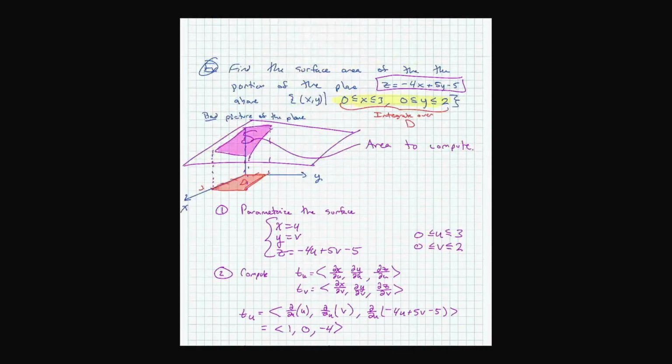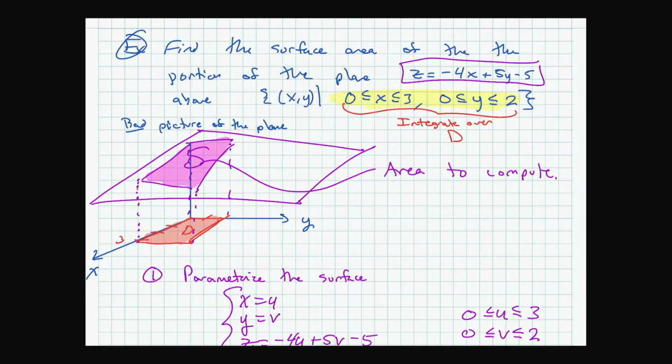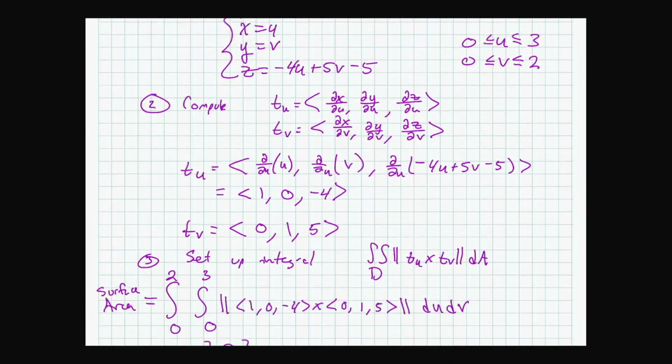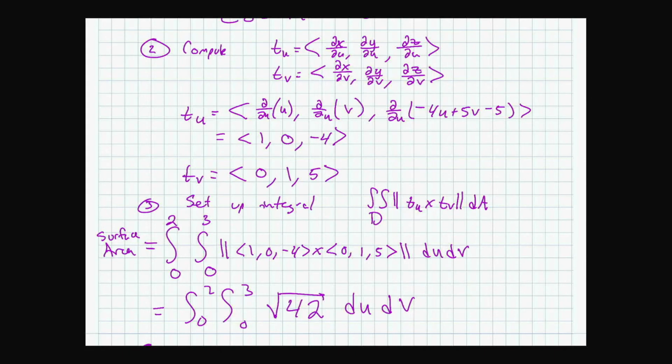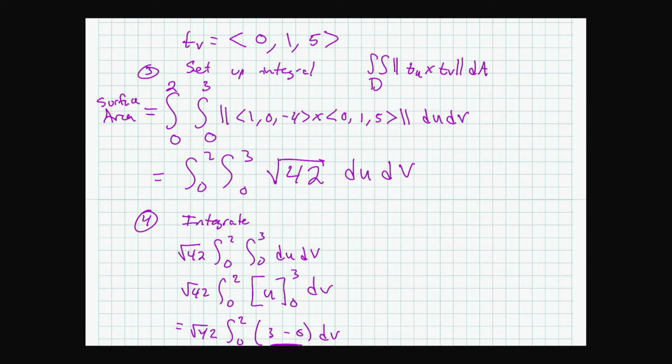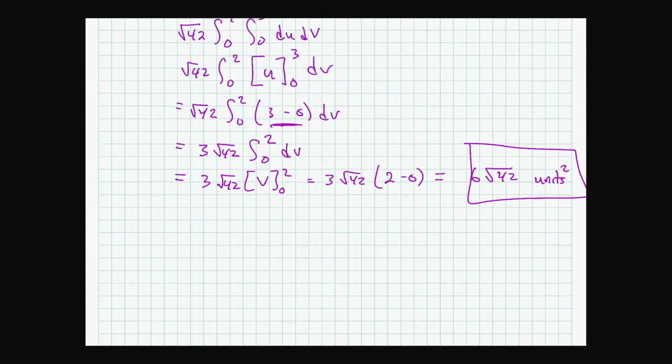So step by step: parameterize the surface, calculate that t_u and that t_v, set up your integral, use Wolfram to do the cross product if you're lazy, which I am, and then finally integrate, possibly using Wolfram again because I'm lazy.